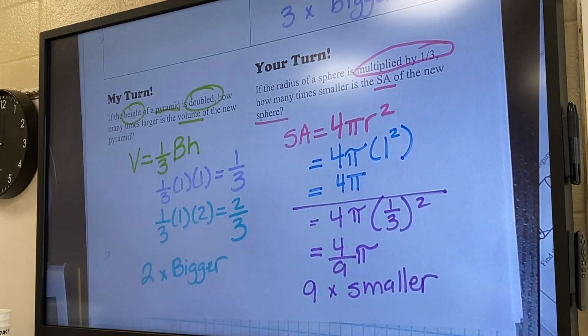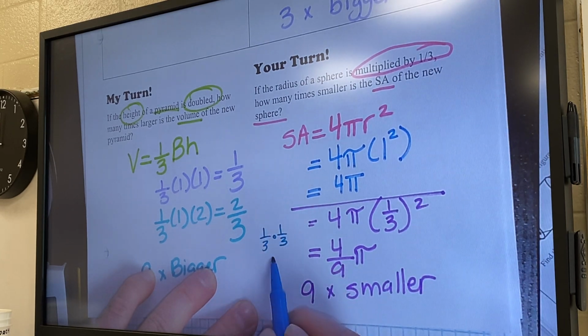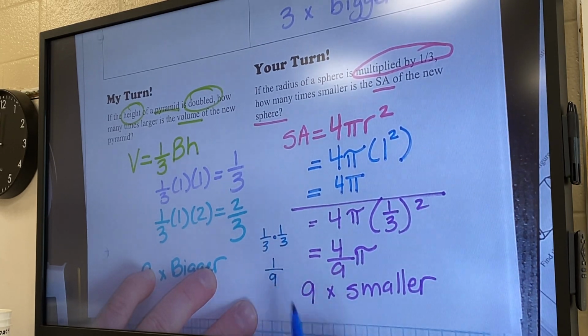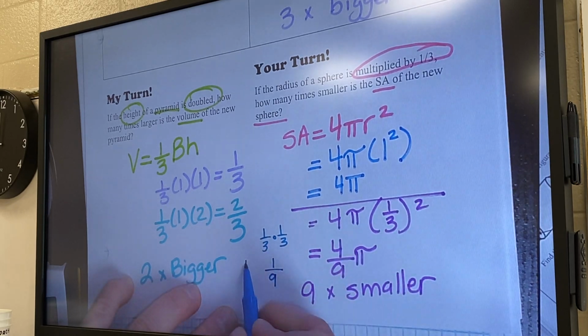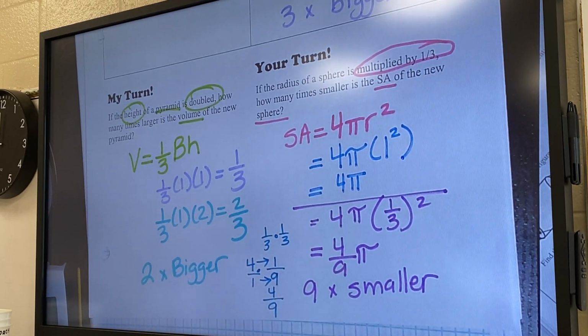How do we get 9? I wouldn't even know how we got 4 to 4/9. So if I type 1/3 times 1/3, 1 times 1 is 1, 3 times 3 is 9. And then you got that 4 over here. So multiplying fractions, no big problem. Top times top, bottom times bottom. You know, if you put it in the calculator and you get a decimal, how do you change it to a fraction? Math, enter, enter.